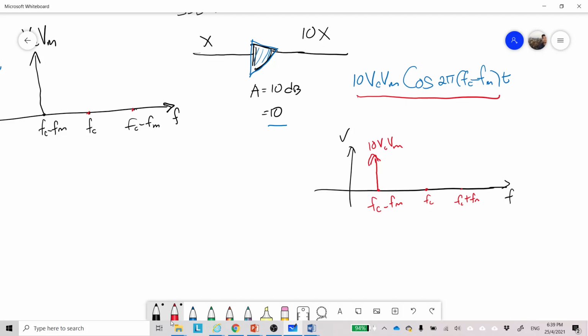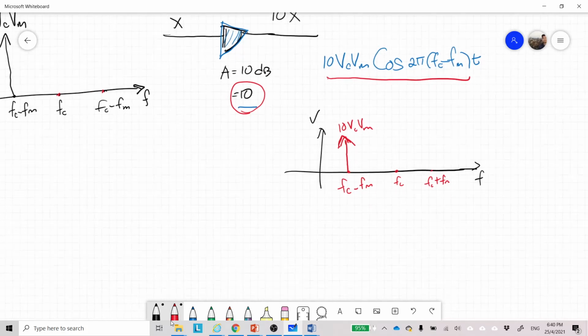The amplitude spectrum only consists of the lower sideband, and the amplitude here is 10 VCVM, because I use an amplifier with a gain of 10. If the amplifier value is different, the output will be different from 10. So the output is 10 times VCVM, and from here you can calculate the total power.